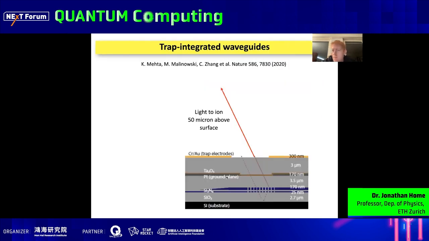So what do these chips look like, and why can they be used to deliver light? They look like this. This is a stack-up of the chip. You'll see on the top is gold, and that's the electrodes of the trap, and the ion sits about 50 microns above the surface. This whole stack is about 10 microns thick. You see also a platinum ground plane in this first generation of traps, but below it is really the new stuff: the silicon nitride waveguides, high quality silicon nitride waveguides, which guide light like wires inside the chip.